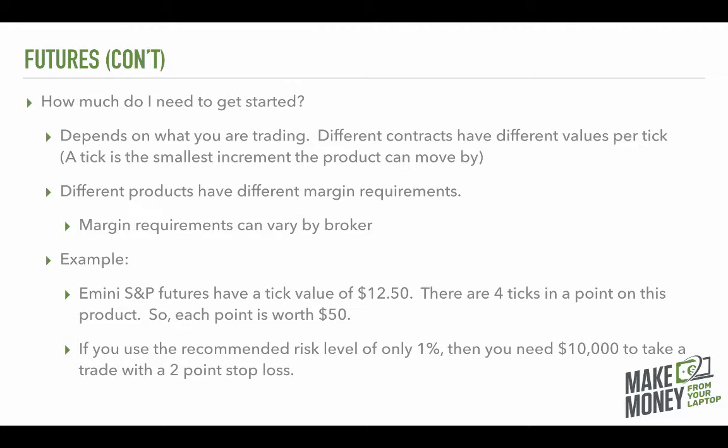S&P futures, for example, have a tick value of $12.50, and there are 4 ticks to a point. So basically each point is worth $50. If you were going to use a recommended risk of 1%, then you would need a $10,000 account in order to take a trade with 1% risk and a 2-point stop loss. Now, that might be Greek to you right now, but it'll make more sense as we start digging into futures.